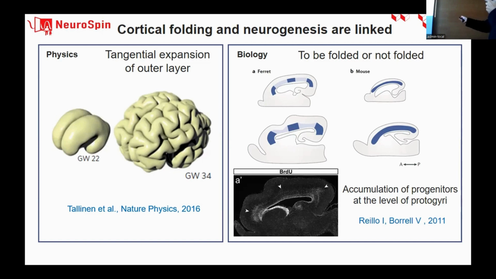And basically, this is what is deciding where the folds occur, even if the mechanics is still unclear. So if you have a mutation, for instance, or something disturbing the neurogenesis, it will disturb the folding. I don't know if some of you are specialists of epilepsy. It's very classic in epilepsy to discover some abnormal folding pattern close to the epileptic focus.